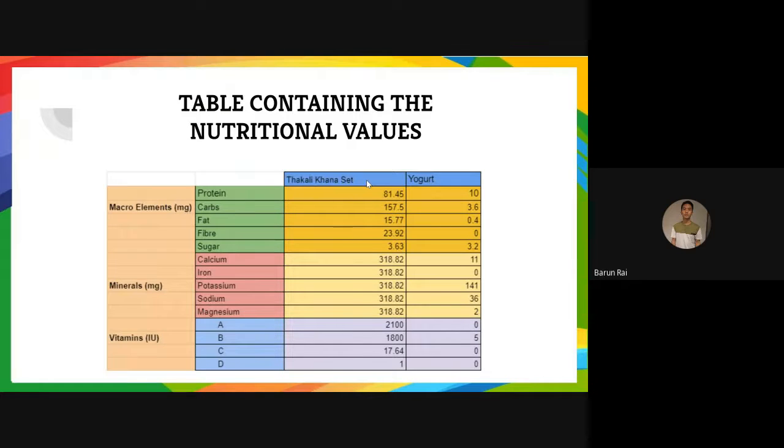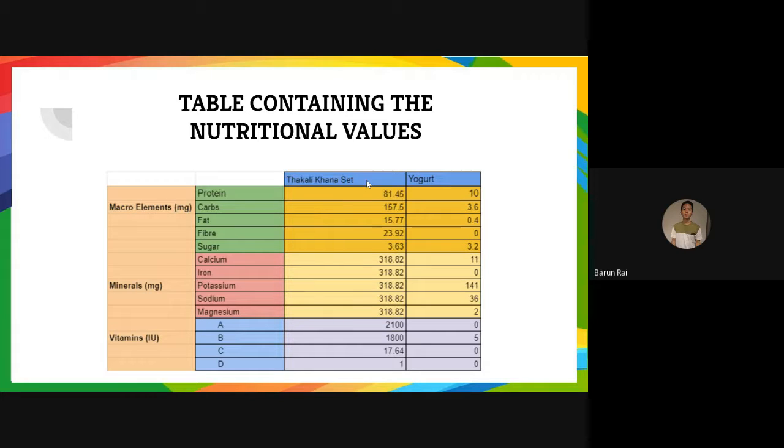And the table contains the nutrient values for the thakali khana set and yogurt. The protein is 81.45 in the thakali khana set and 10 in yogurt, the carbohydrates are 157.5 in the thakali khana set and 3.6 in yogurt, the fat is 15.77 in the thakali khana set and 0 in yogurt, and fiber is 23.92 in the thakali khana set.